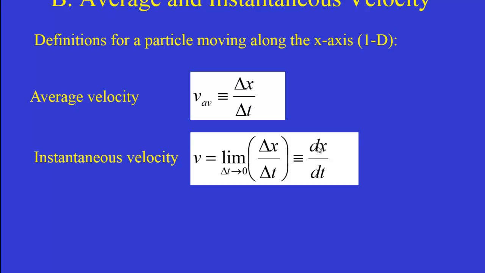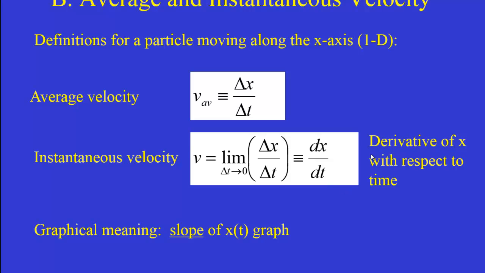And the d represents a change, but it's a very small change. So delta means a large change, which would be the final x minus the initial x. Here we're looking at very, very small changes in x with respect to very small changes in time. And so another way of stating this is we say that this is the derivative of the position with respect to the time. The graphical meaning of this quantity is that it's the slope of the position versus time graph. And you can see some good illustrations of this in your textbook.